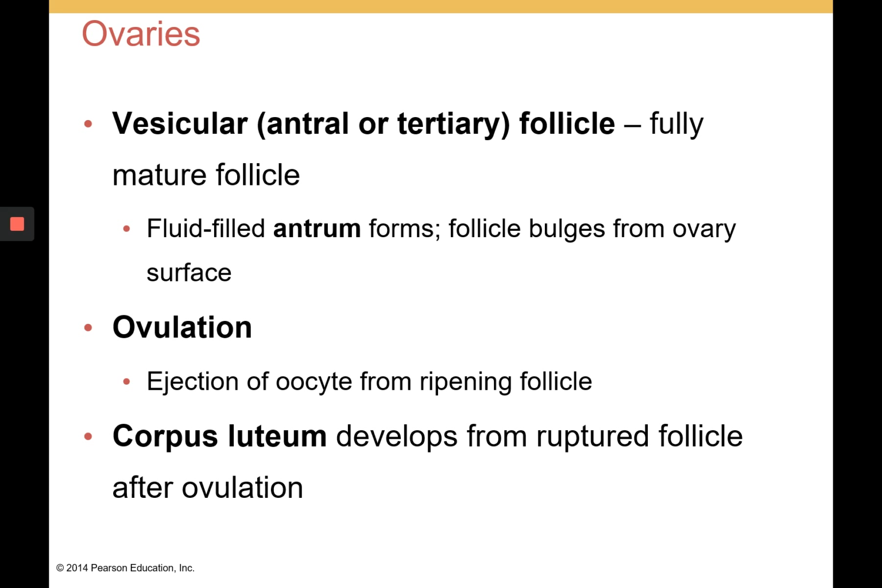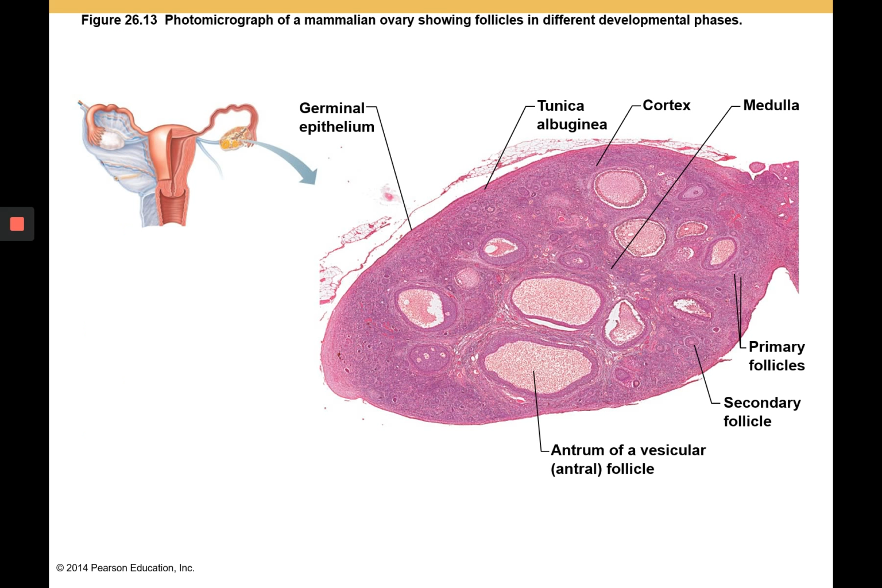Ovulation is the ejection of an oocyte from the ripening follicle. The cells, whether they're granulosa cells or not, that are left behind after ovulation form the corpus luteum. The corpus luteum is actually a hormone-producing structure, but it develops from ruptured follicular cells after ovulation.